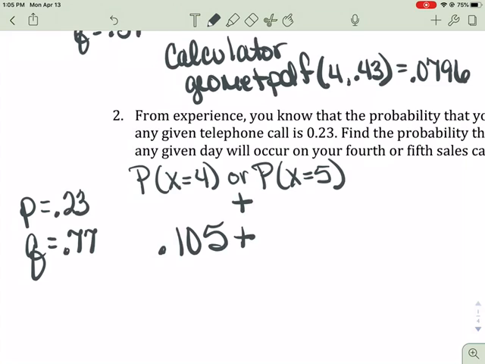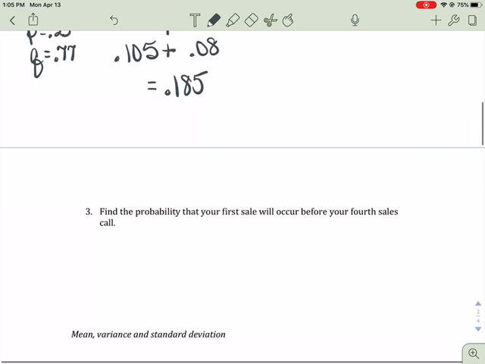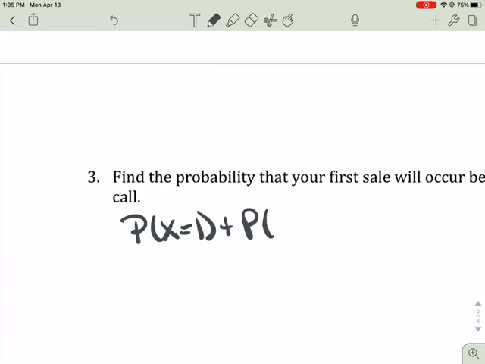And if I do it again for 5, I'm going to get 0.08. So the probability of getting a 4th or 5th call is 0.185. Okay? All right. So find the probability that your first sales call will occur before your 4th sales call. So we're actually looking at the probability of x equaling 1 plus 2 plus 3.